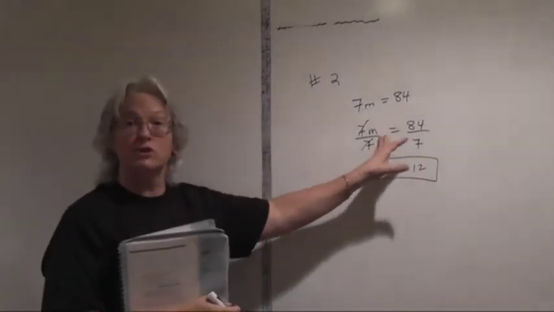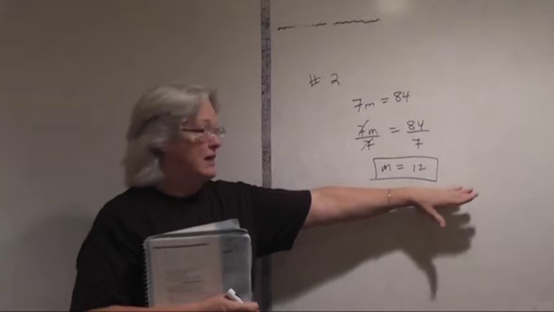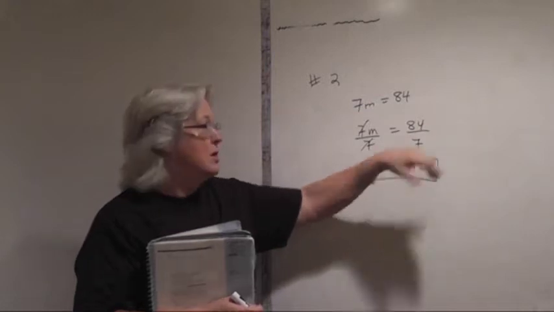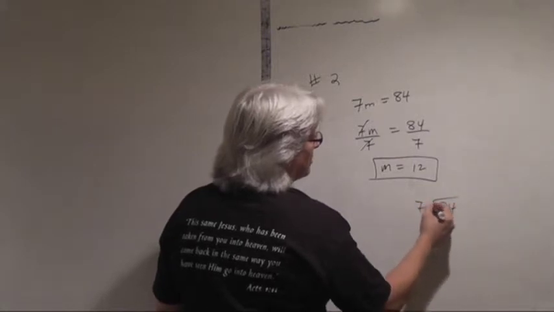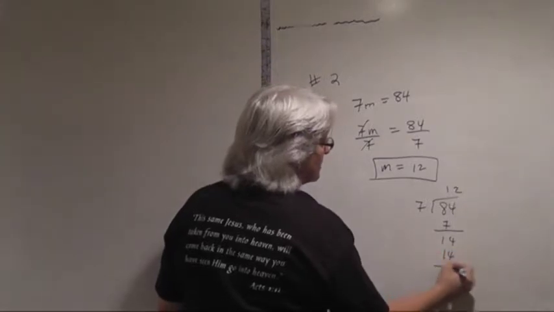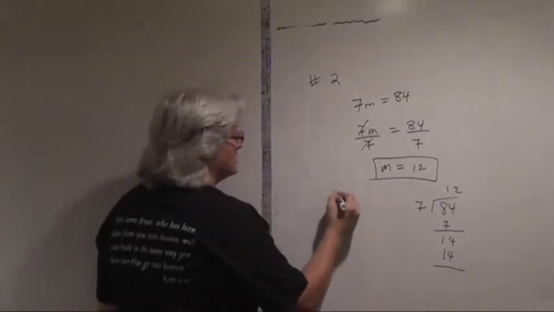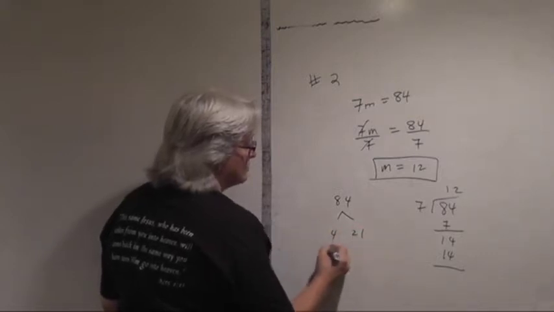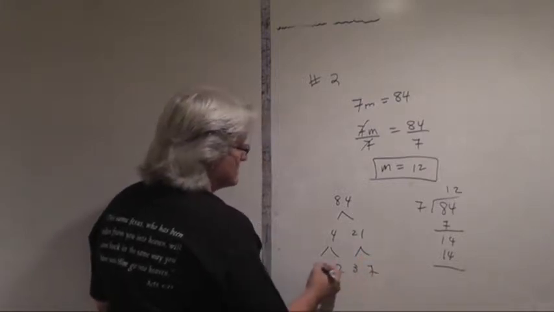Go ahead and do that long division. If you can do it in your head easily and accurately like I did, that's just fine. If you can't, you can prime factor this and cancel common factors, or you can do the long division. Either of these methods work, whichever you prefer to use is fine. In this case, I would tend to do long division, but let's just say that you wanted to prime factor this. I see that's 4 times 21, 2 times 2, times 3, times 7.